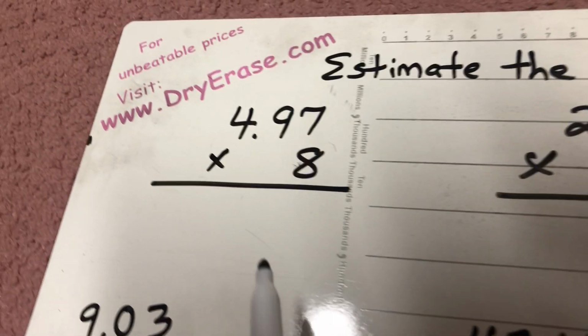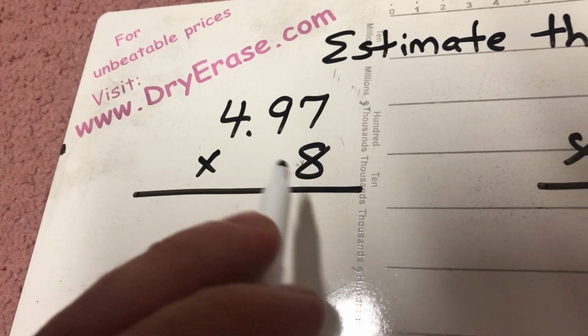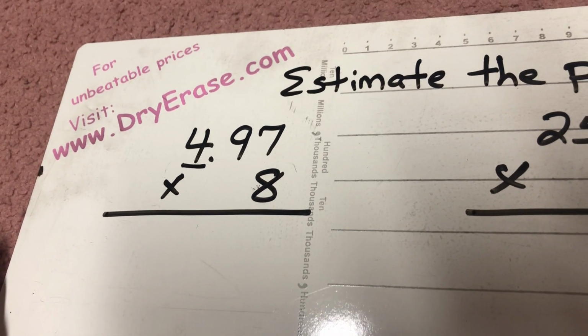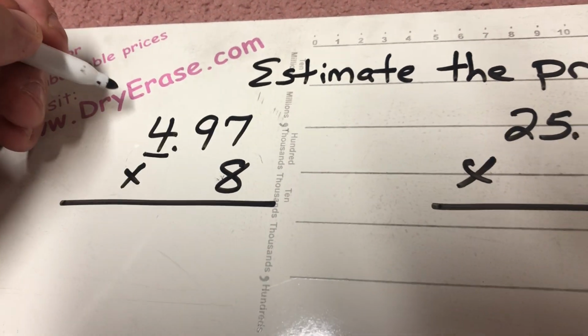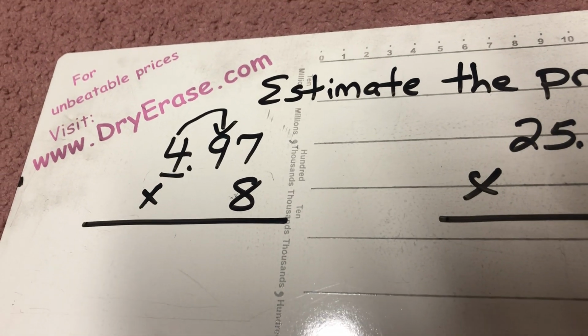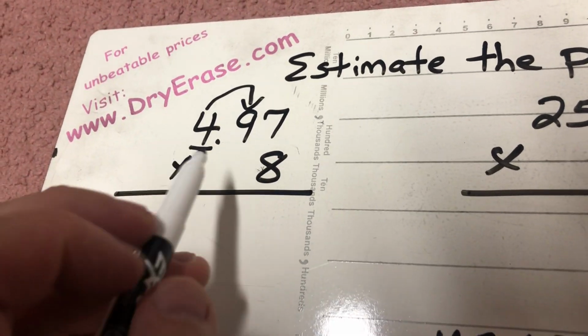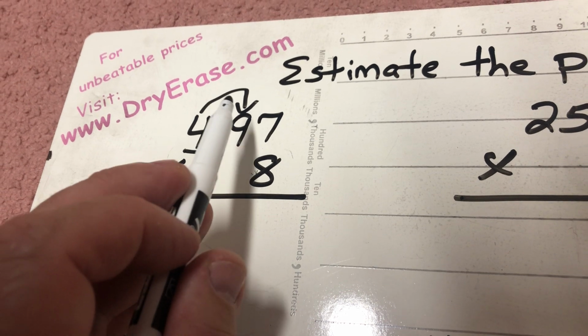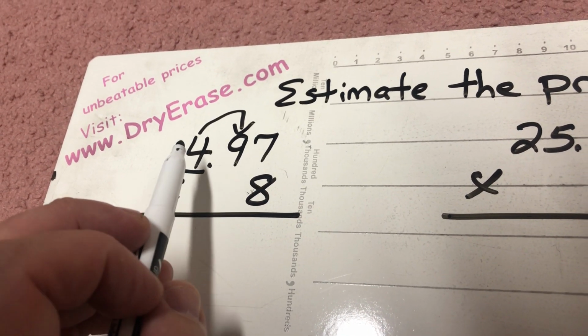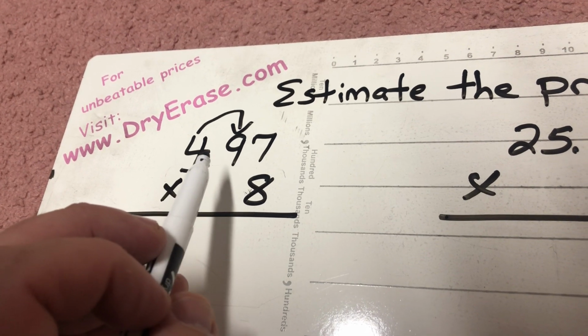So, estimate the product. 4 and 97 hundredths times 8. Well, the 4 is what's in the greatest place value, because that is what is way to the left. So I look at the 9 to tell me what to do. This is 5 or higher, so I'm going to round up. So my 4 becomes a 5. Everything else after the 5 will become a 0.